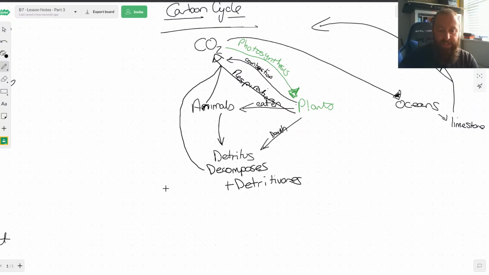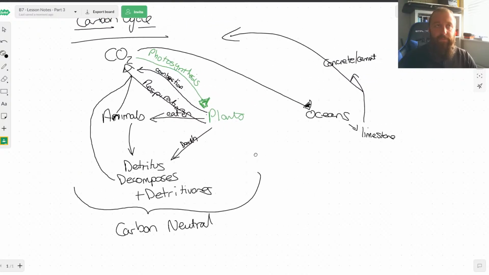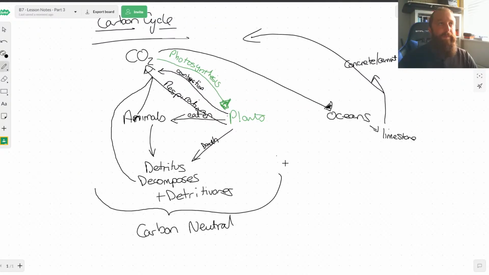Now if you notice, if we just take this one section here, this is carbon neutral. Okay, sorry, let me just move that over for you. Is that better? If you notice, there's no general increase in carbon dioxide going either into or out of the atmosphere. We take it out by photosynthesis, and then all of that carbon dioxide that's taken out goes back in either by combustion or by respiration. So there's no overall increase.